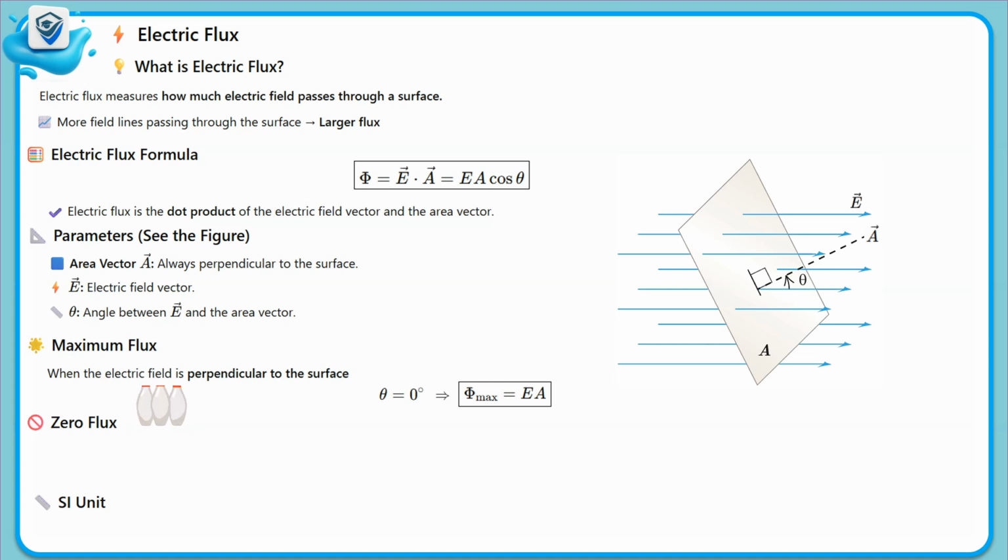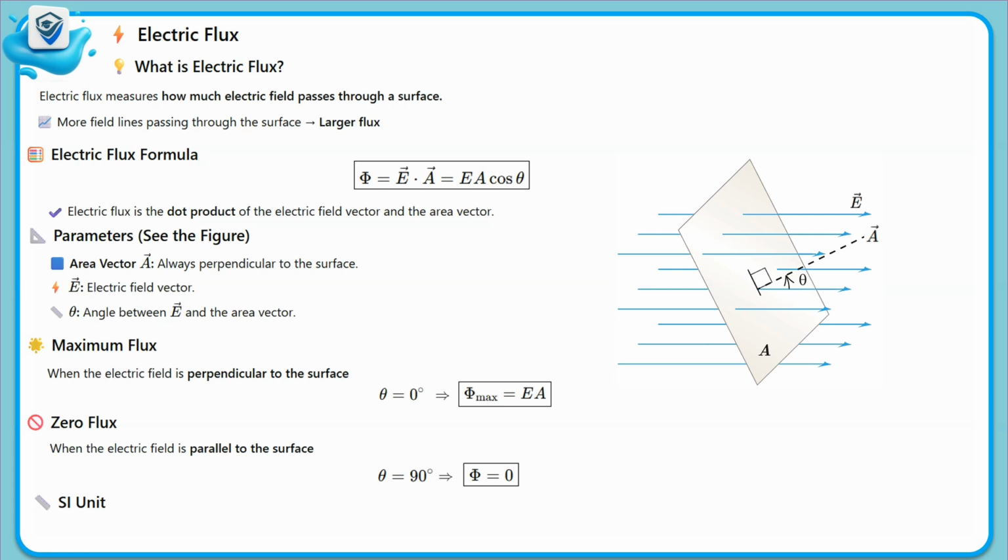Second, the zero flux case. When the electric field is parallel to the surface, the field lines do not pass through the surface. Instead, they move along it. Therefore, the electric flux is 0. These two cases are very important and appear frequently in exams, so make sure you remember them.